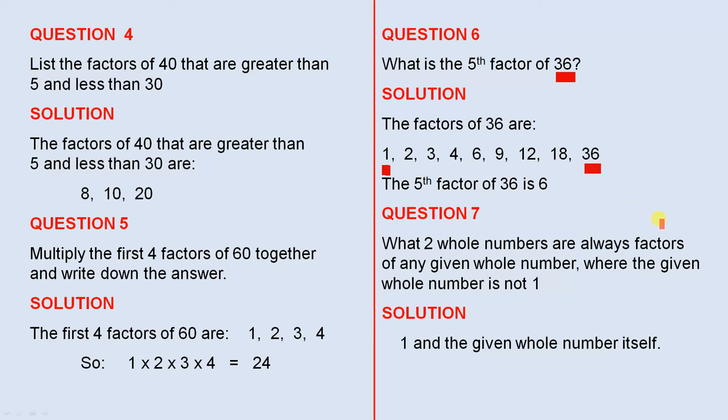Question 7. What 2 whole numbers are always factors of any given whole number where the given whole number is not 1? Now I've just highlighted that on about 3 or 4 occasions, and the solution is 1 is a factor and the given whole number itself. So for example, for 36, 1 and the given whole number itself. Very, very important to remember that.